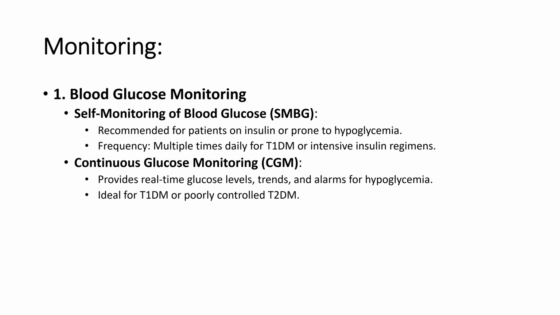Monitoring is critical in diabetes care. Patients are advised to check blood glucose levels frequently, especially if using insulin. Glycated hemoglobin tests are done every 3 to 6 months to assess long-term control. Uncontrolled diabetes can lead to complications, including retinopathy, nephropathy, and neuropathy. Early detection and intervention can prevent these outcomes.